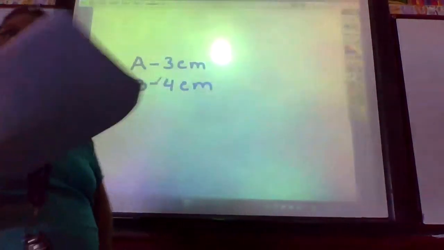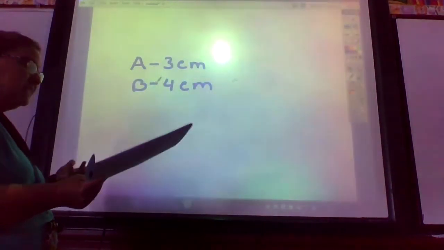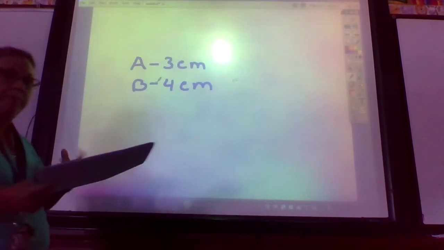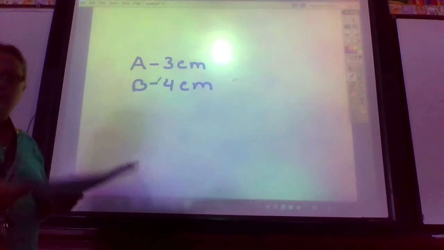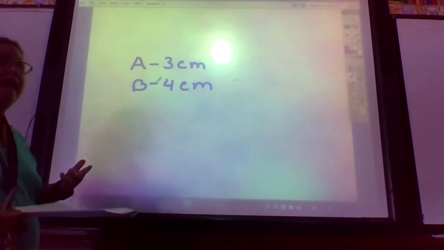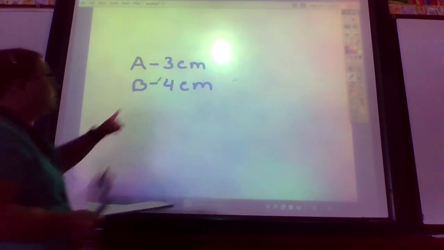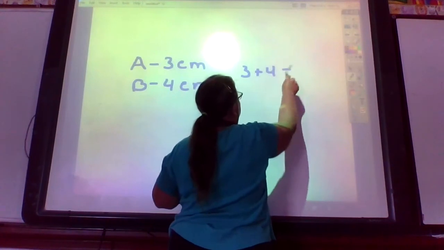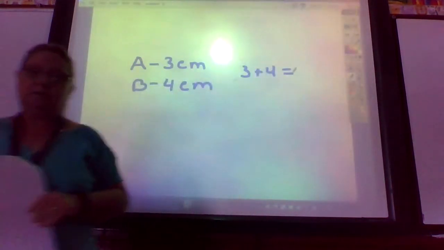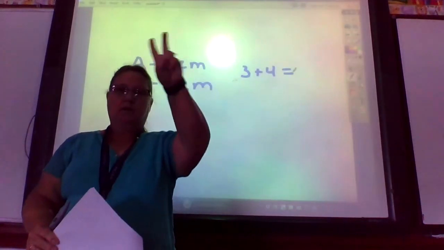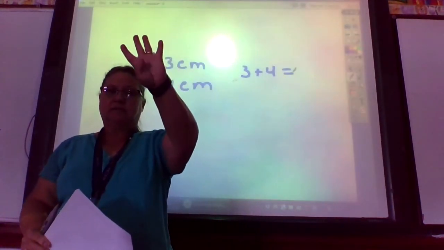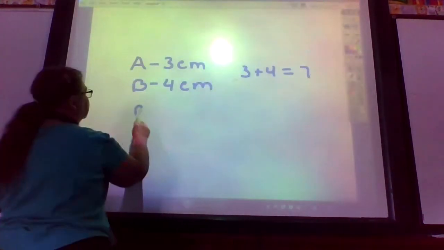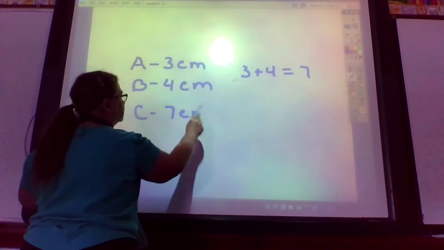Well, let's see what question C says. Question C says, together, line A and B measure blank centimeters. Well, if they want to know together, that means we need to add. So, to add them together, we would have 3 plus 4. What is 3 plus 4? Well, we have 3, 4, 5, 6, 7. It is 7. So, the answer to question C is 7 centimeters.